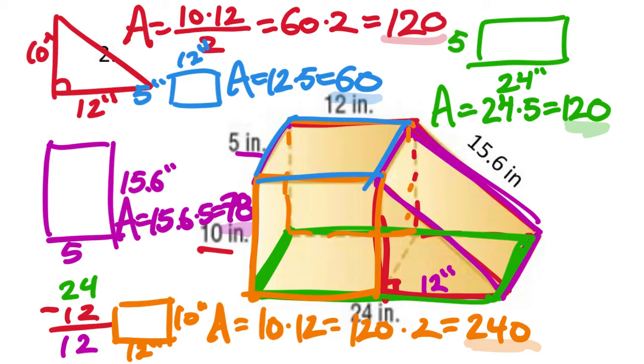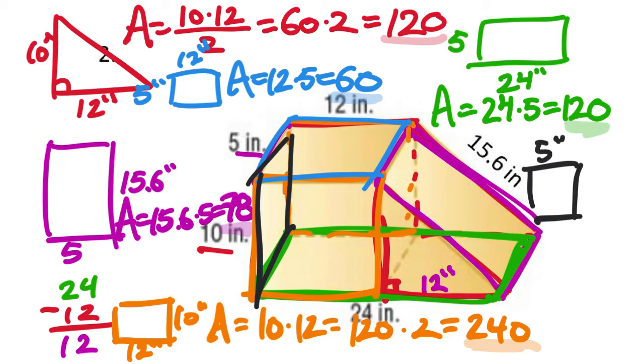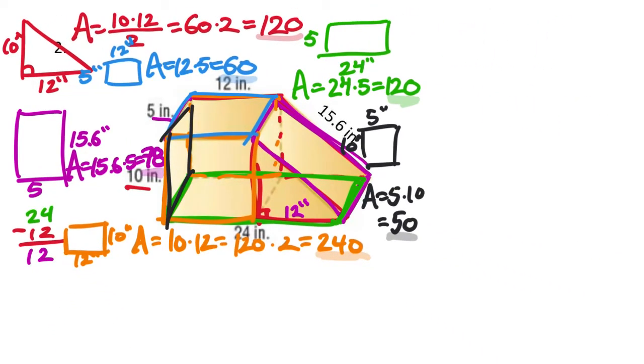But I do have one more, and I've run out of colors. So I'm going to just do this one in black right here. So this rectangle in black, of course, it's got 5 inches right there, but it's a height of 10 inches. So its area would be 5 times 10, which is 50 square inches. Boom, there we go. So we got, what is that, 6 different values, I think? Maybe 7. But we need to add all of those surfaces together.